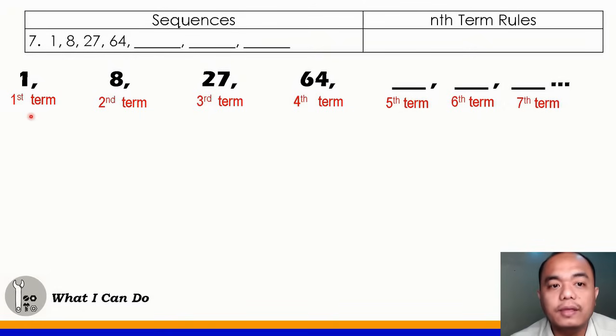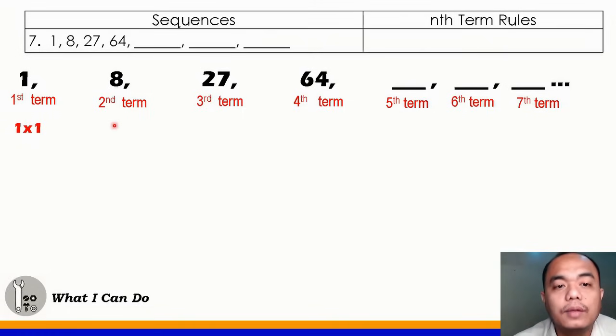Just like 1. First term here represents 1. Second term, 2. Third term here represents 3. Fourth term, 4. Fifth term, 5. Sixth term, 6. And seventh term, 7. So we will use this number to get this 1, 8, 27, and 64. So how about 1? What do you think? Okay, we'll have 1 times 1 to get 1.